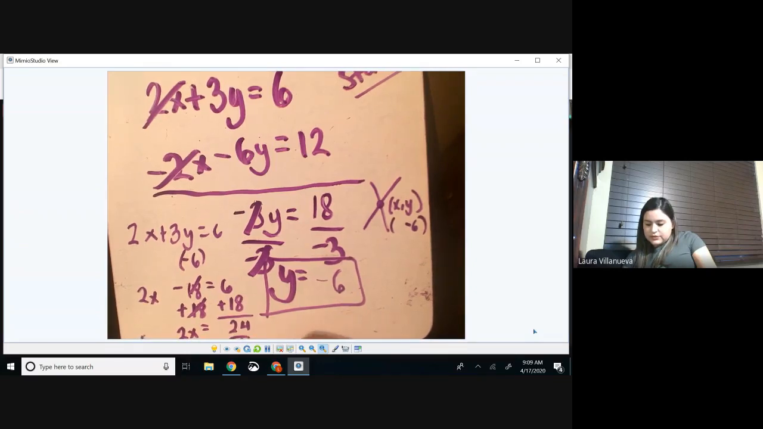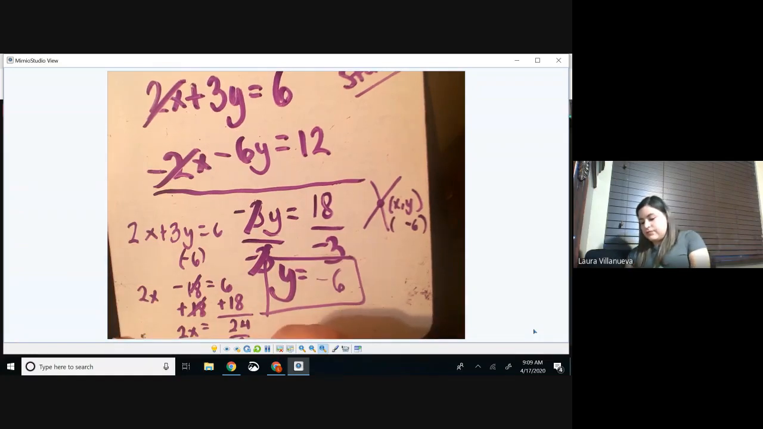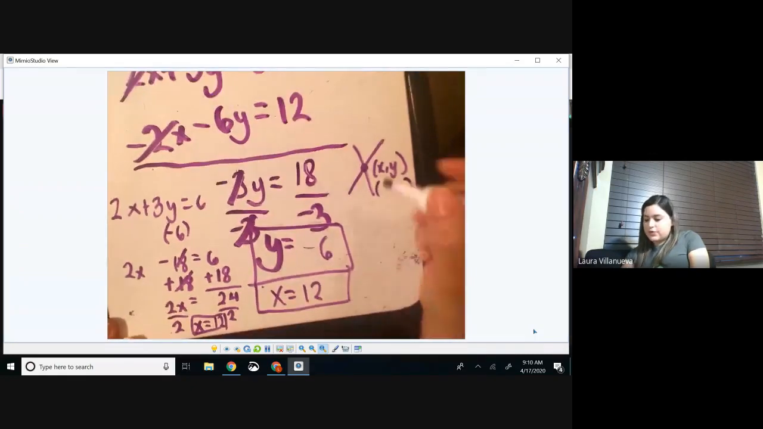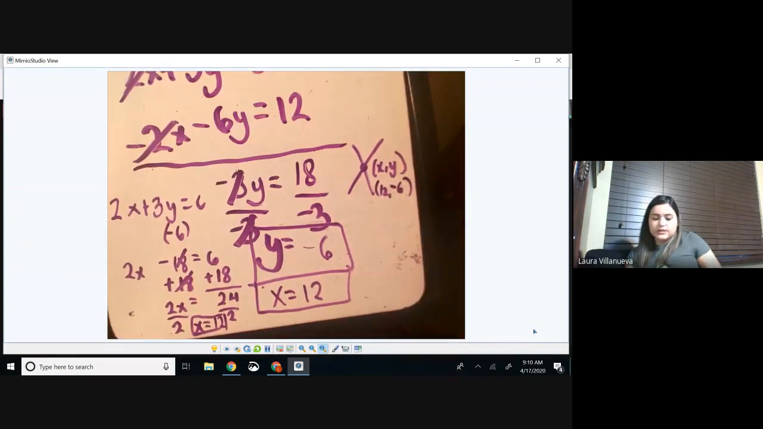So x is equal to 12. So I have found my x and I have found my y. Remember that for a crossing point, you need 2 values, which in this case is 12 and negative 6. So your answer is 12, negative 6.